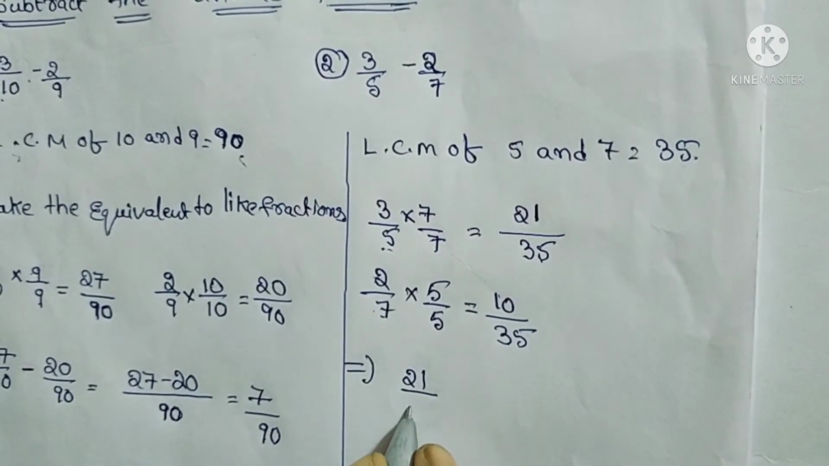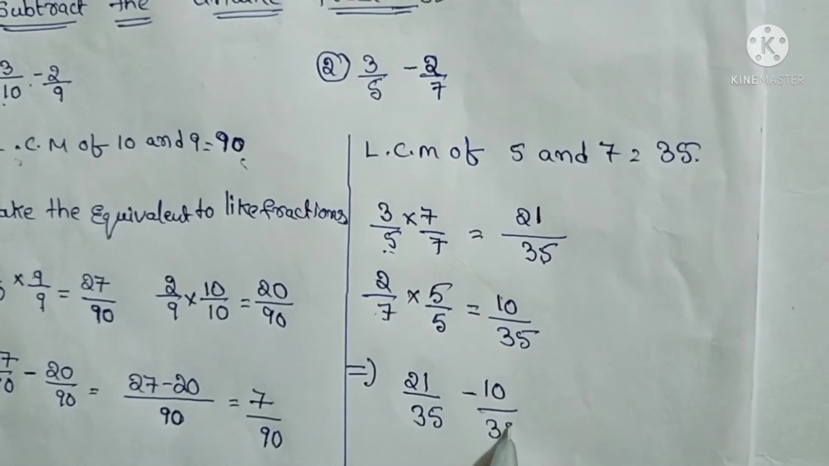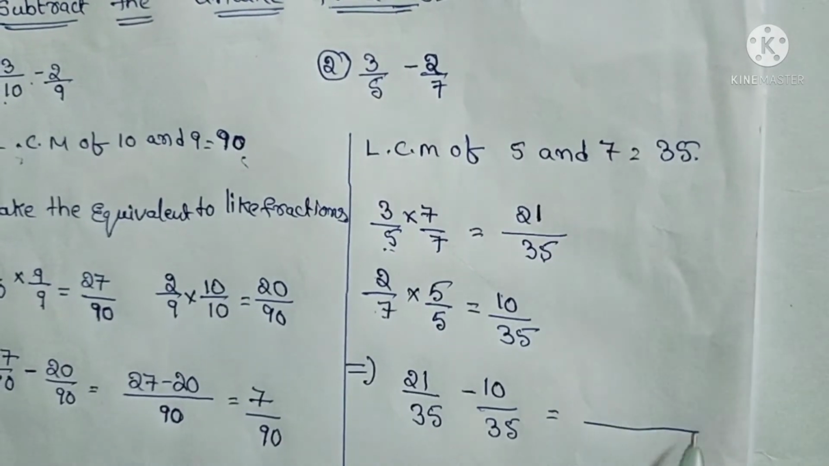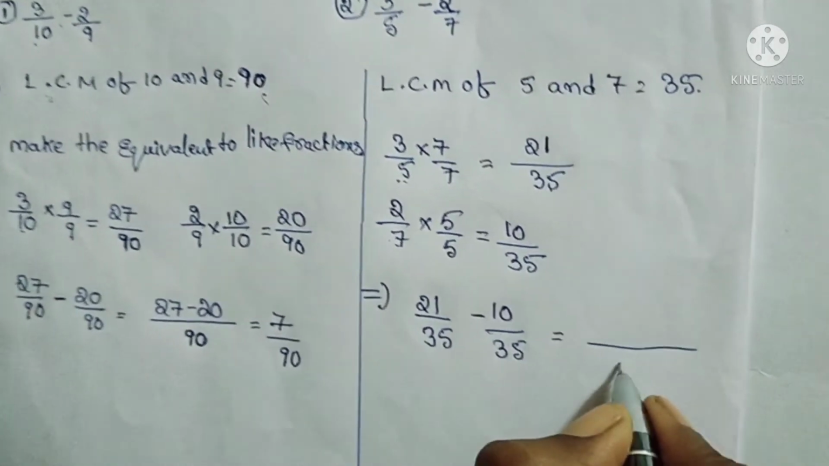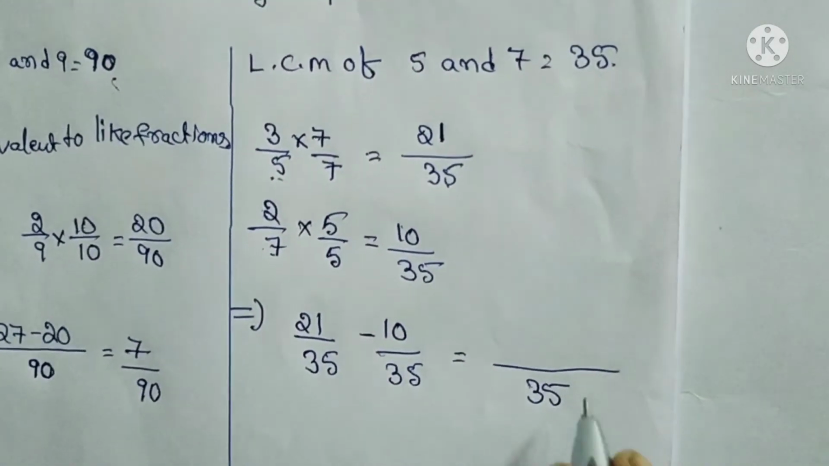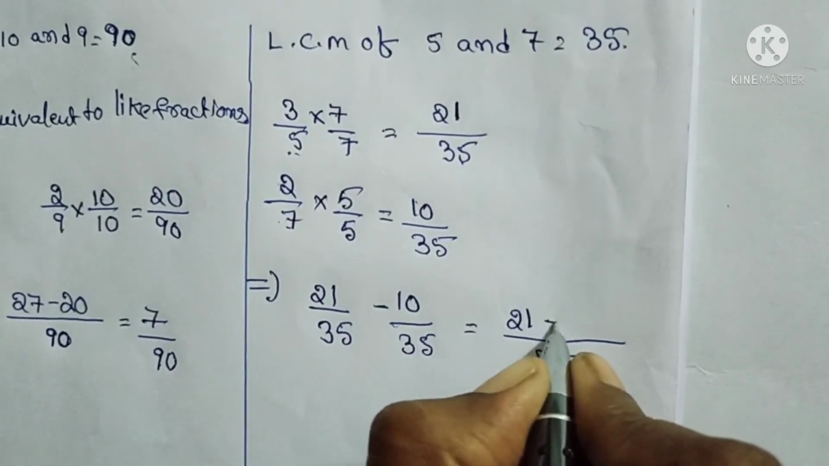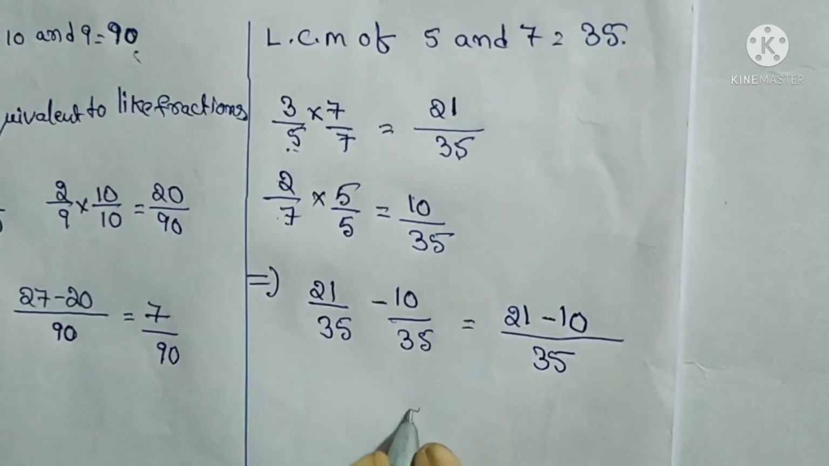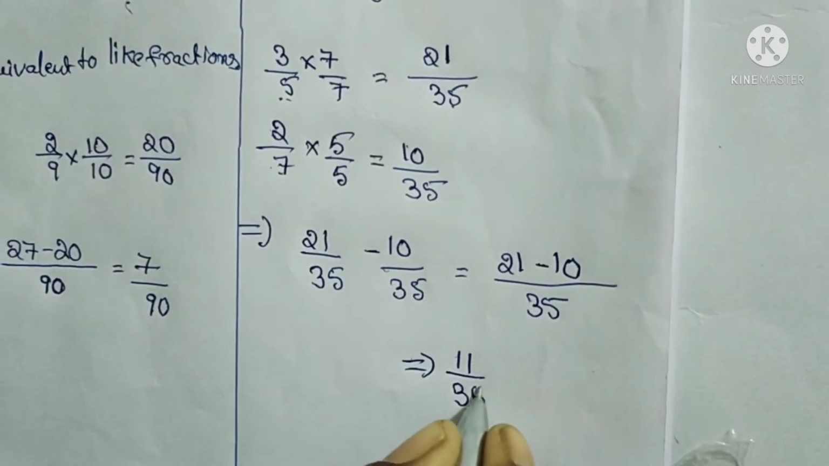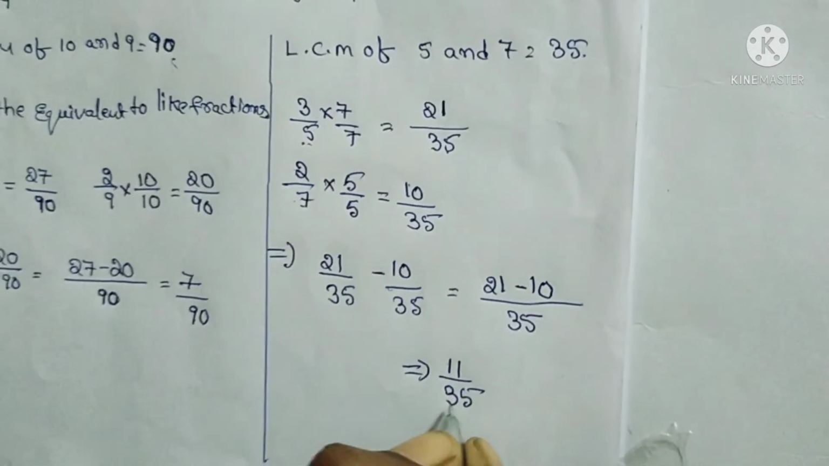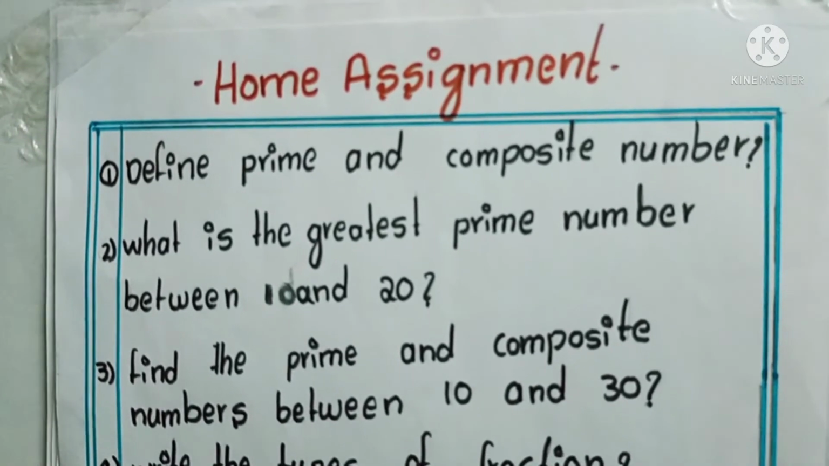To solve the problem, 21 by 35 minus 10 by 35. To subtract like fractions, the denominators are 35. Subtract the numerators. 21 minus 10 is 11 by 35.